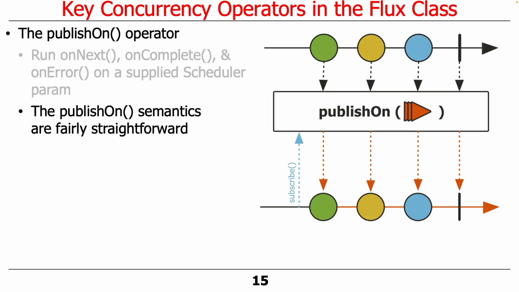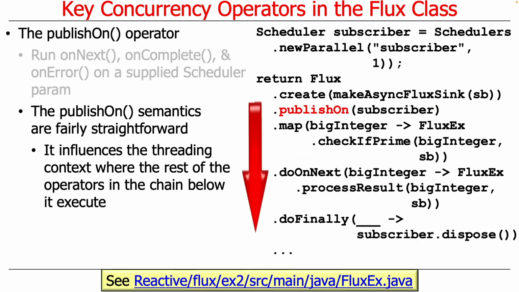Unlike subscribe on, which is a little bit complicated, the semantics of publish on are really quite straightforward. So what it does is it will influence the threading context, or it'll designate the threading context where the rest of the operators on the chain below it execute. So here, if we do it like this, we can have create async flux sync, which could be running in one thread. Then we could go ahead and do publish on, which would run the rest of the chain in a different context, and that gives you more flexibility.